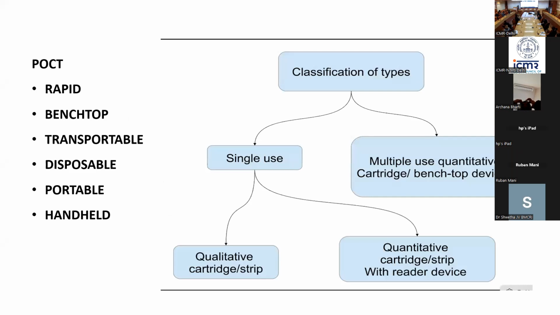Now, this is the basic point of care test which I'm going to brush through, but we know that right now you even have molecular rapid tests which are coming in the market, your LAMP. So these are all new, but the very well known are classified into two types. You have the single use POCTs, which could be qualitative or quantitative. And then you have the multiple use benchtop devices.